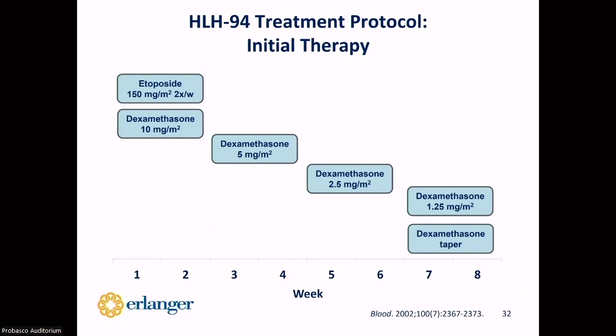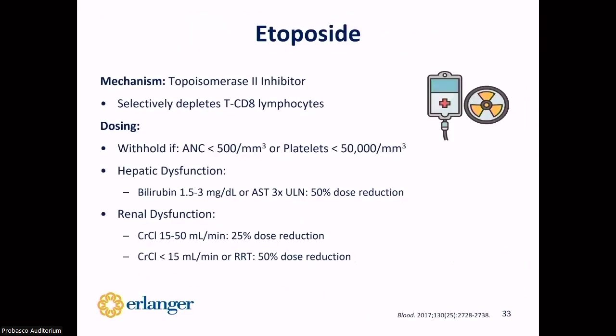Starting with etoposide, they recommended through their protocol dosing at 150 milligrams per meter squared 2 times a week over the first 2 weeks. So let's take a second to talk about etoposide. Etoposide is a topoisomerase 2 inhibitor, and its role in HLH is thought to selectively deplete our TCD8 cells. As we've talked about, this is the primary implicator in its pathophysiology.